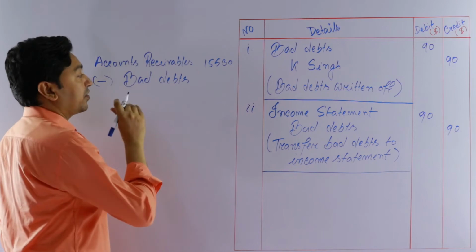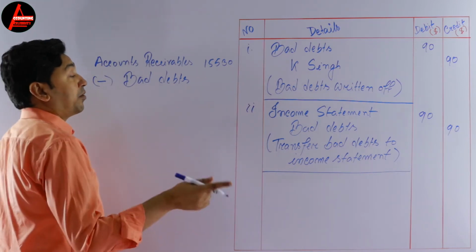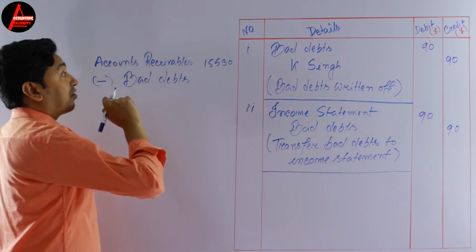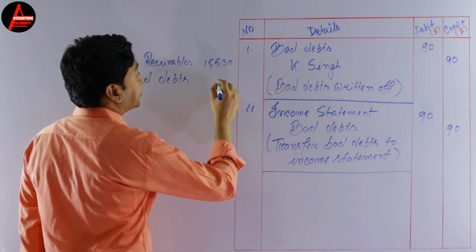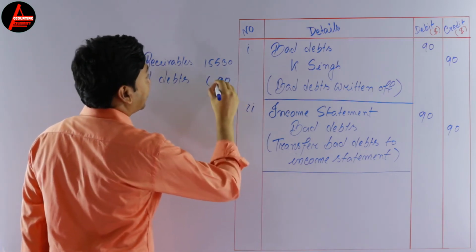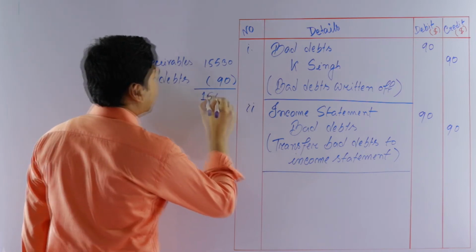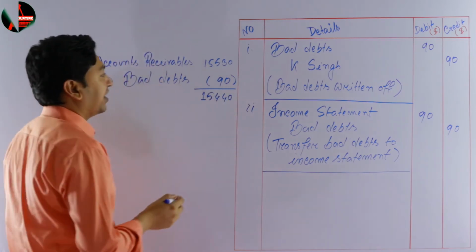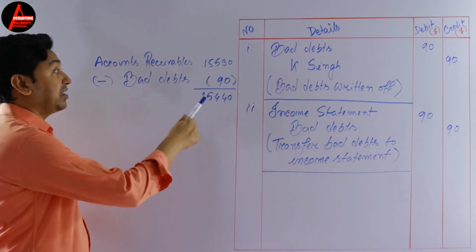Okay, so students often make mistake here. They do not subtract, but they directly multiply the rate of provision for doubtful debts by this accounts receivable. Okay, but that is not correct. So here it is $90. So let us subtract this $90. So it is $15,440. Okay, now we can calculate provision for doubtful debts on this amount.